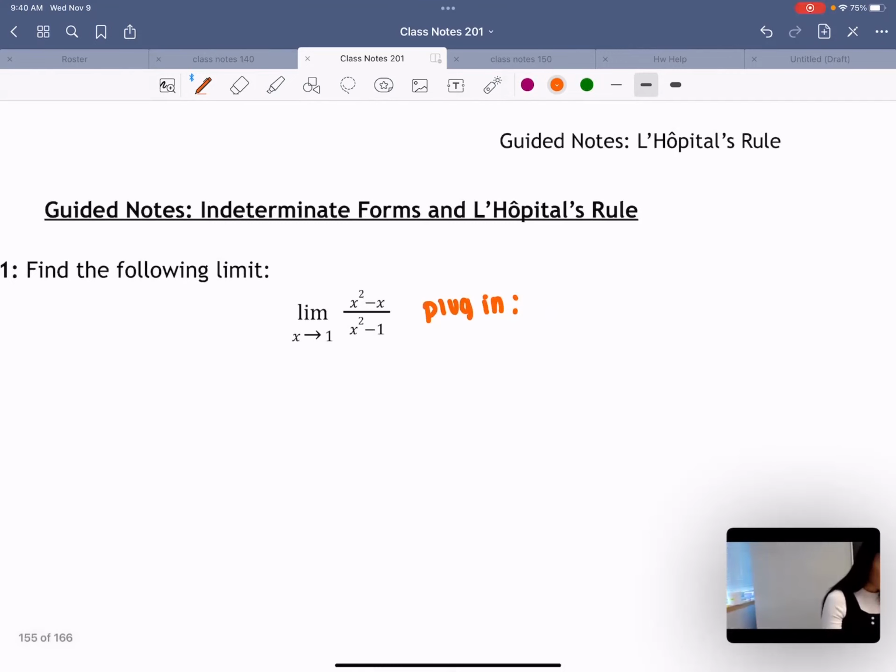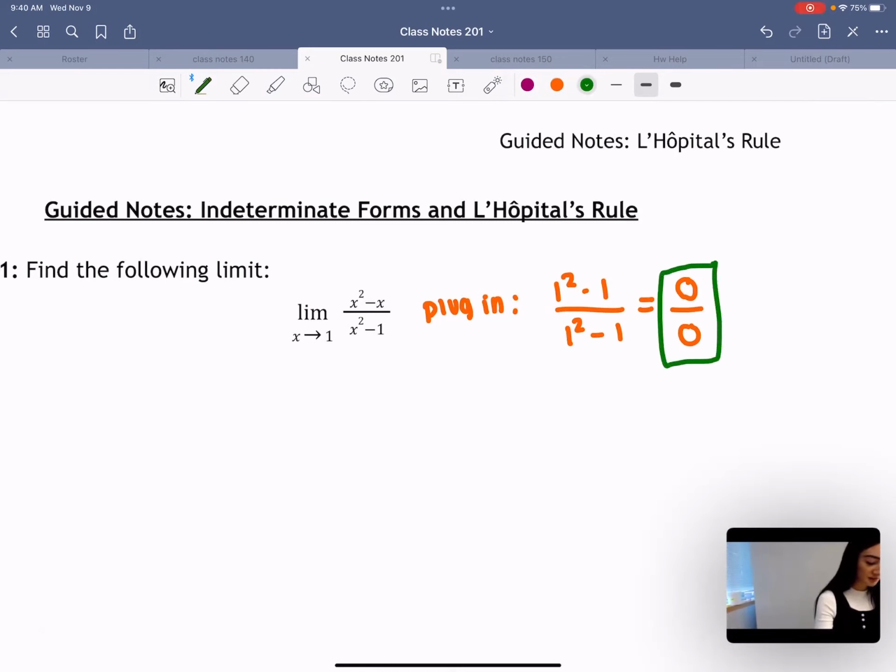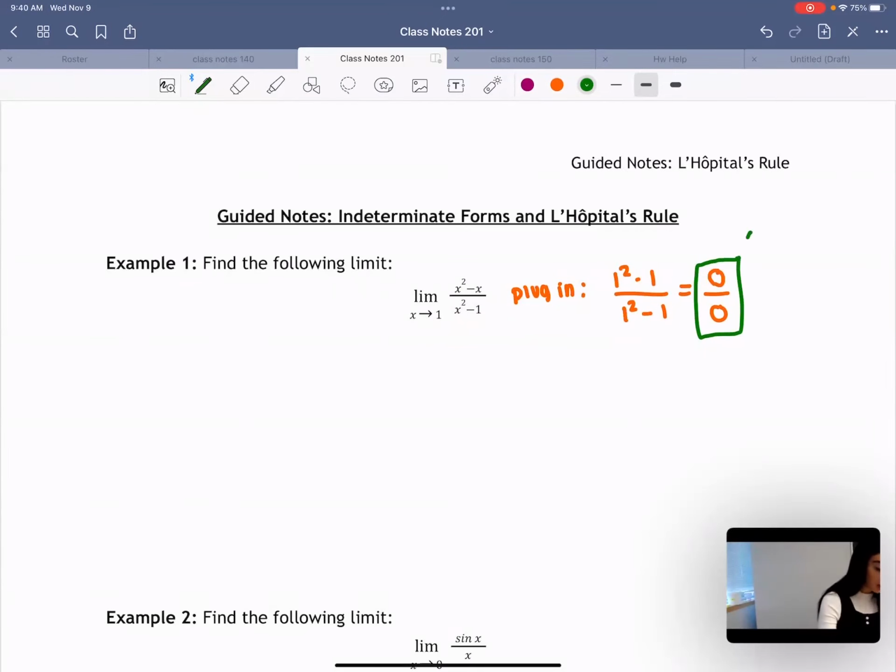Okay, and looks like we got 1 squared minus 1 over 1 squared minus 1. On top, it looks like we have 0 over 0. Uh-oh, that doesn't work, right? Okay, what I didn't tell you before is 0 over 0 has a name. It's not the answer to the function, but it's actually called an indeterminate form. Indeterminate form. And we've actually seen 2 of these before.